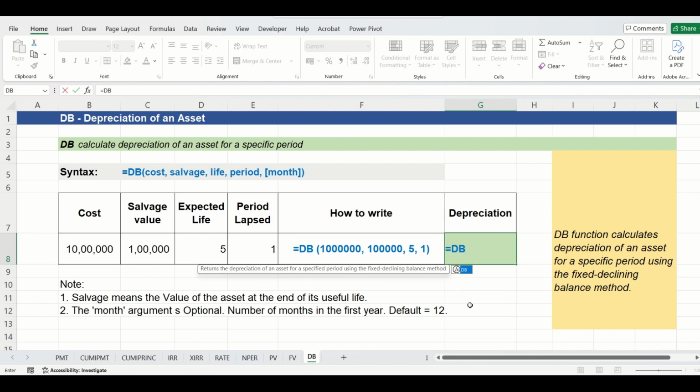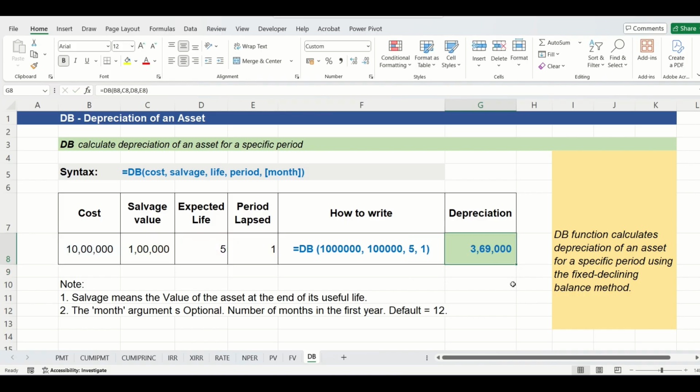The formula will be DB, within the bracket, the first argument will be the cost, the second argument will be the salvage value, next is the expected life, and then the period for which the depreciation will be calculated. So close the bracket and hit enter, and this is the amount of depreciation of the 10 lakh rupees machinery after 1 year. So after 1 year, the value of the machinery will be 10 lakhs minus 3,69,000, that is 6,31,000. And there you have it, the 10 most powerful finance formulas in Excel.